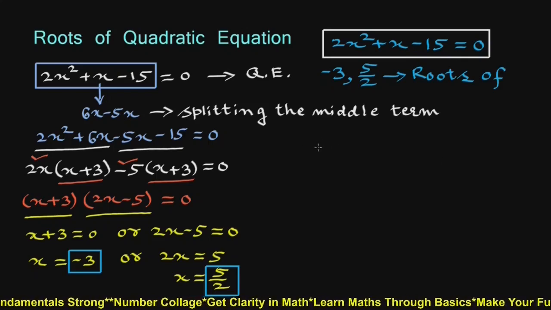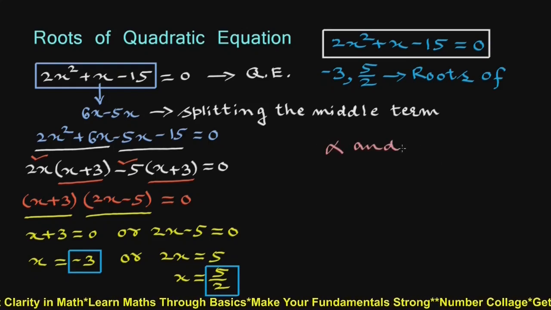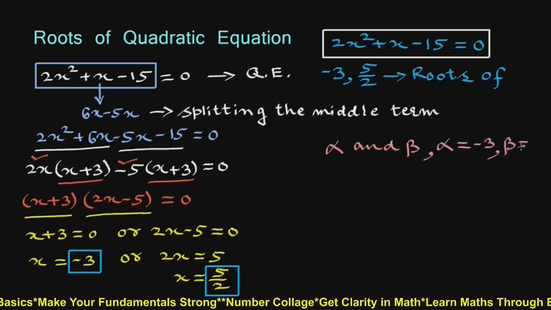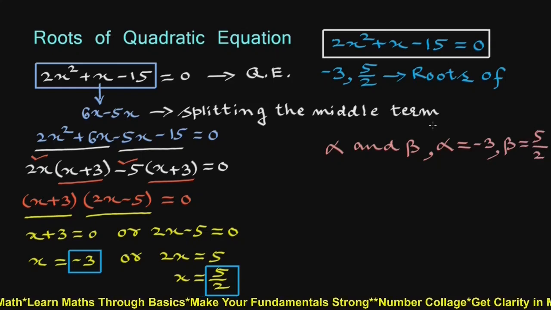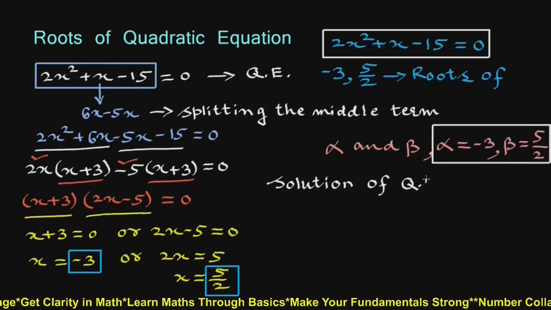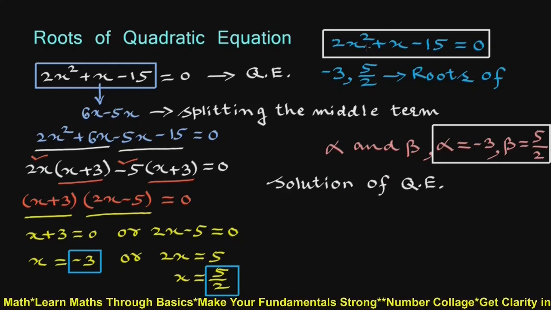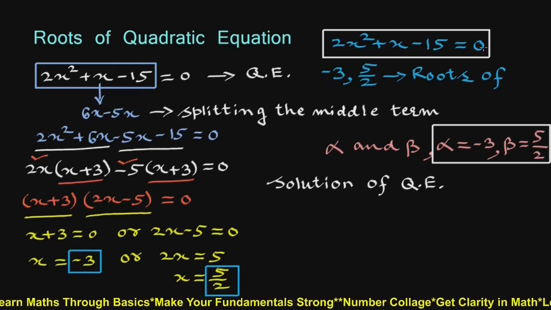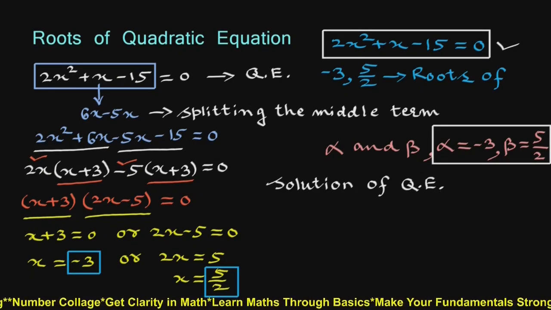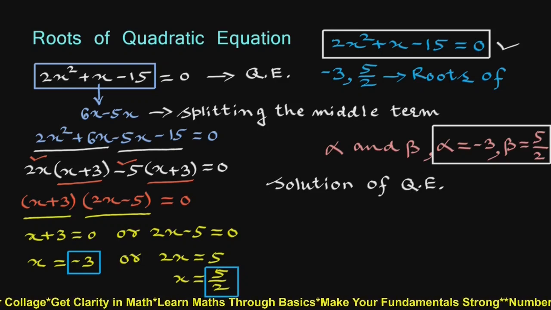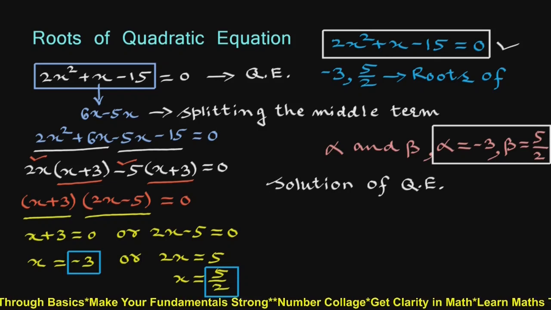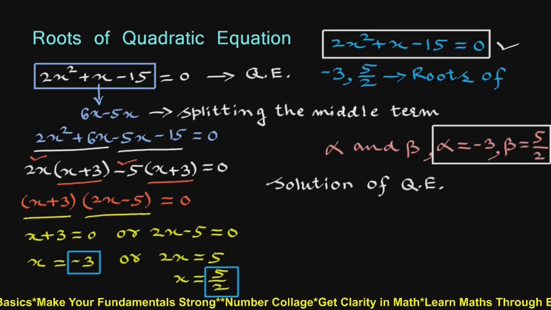The roots are denoted by alpha and beta. So here alpha is −3 and beta is 5/2. These two values are also known as solutions of the quadratic equation 2x² + x − 15 = 0. We will consider a reverse situation in which, suppose we are given two roots of a quadratic equation, are we able to find the quadratic equation?